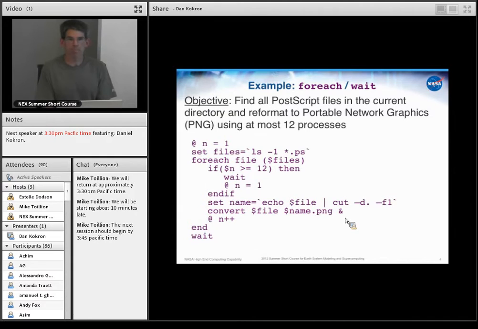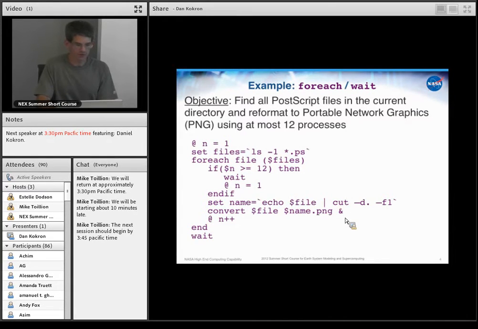At the very end, we have a wait to just make sure everybody's cleaned up. And then you can either exit out or continue on with the scripting if you have some other processing you want to do.